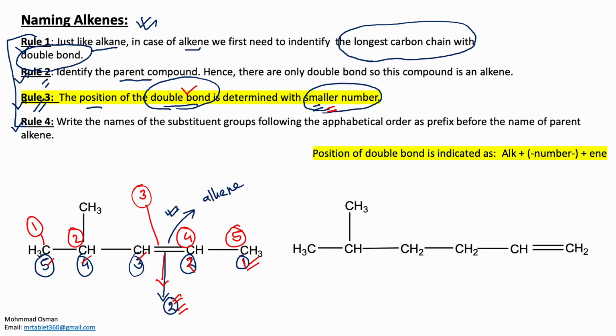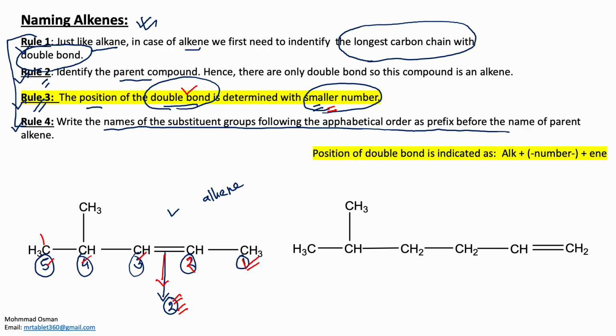Let me erase this part. Alright. Now let's move to rule number 4. Just like during naming of alkanes, rule number 4 tells us to write the names of the substituent groups following the alphabetical order as prefix before the name of the parent alkene. This rule is exactly the same as that of alkanes.